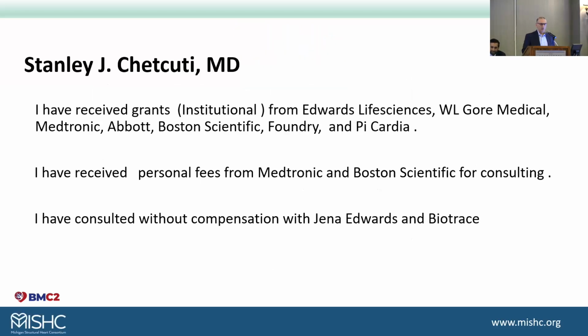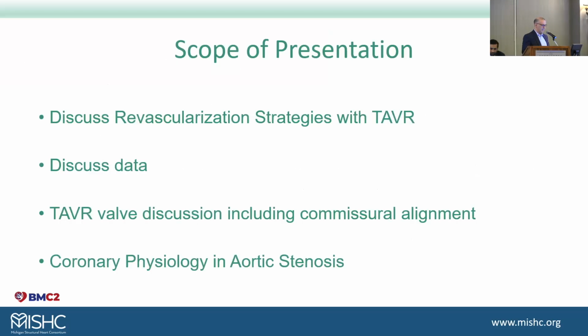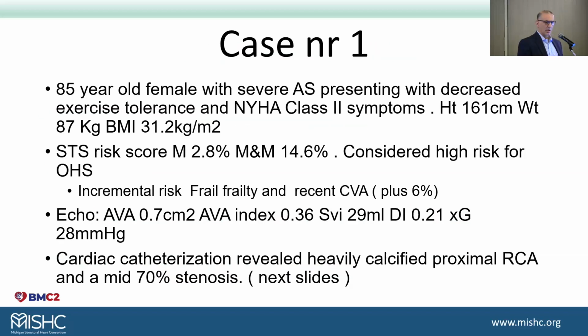So here are my conflicts, and I want to illustrate these because consciously or subconsciously, I might be biased in some of my discussion. And I wanted to put some sort of goals into this discussion. This was given to me by Raj, and he said, these are the things I want you to talk about. Revascularization strategies with TAVR, discuss the data or lack thereof, how we think about which valve to put in the context of coronary vascular disease, and then coronary physiology and aortic stenosis. And I thought that the best thing we could do is I'm going to give you 2 case scenarios, ask questions, present some data, ask the same questions again. So remember these cases and see if anything I said made you change your mind.